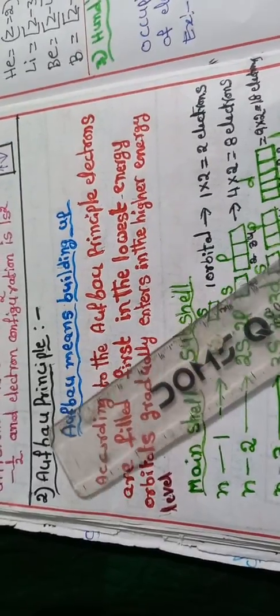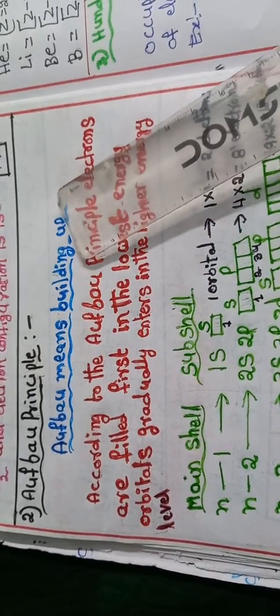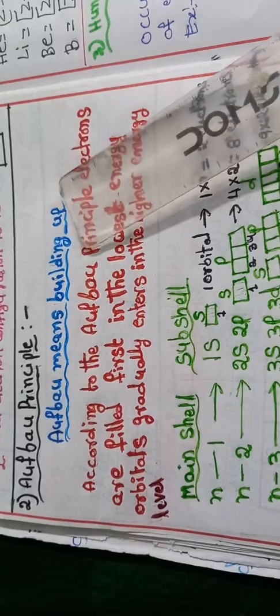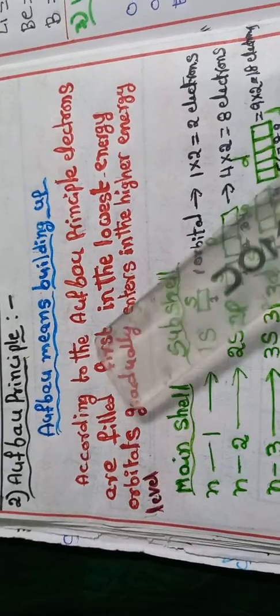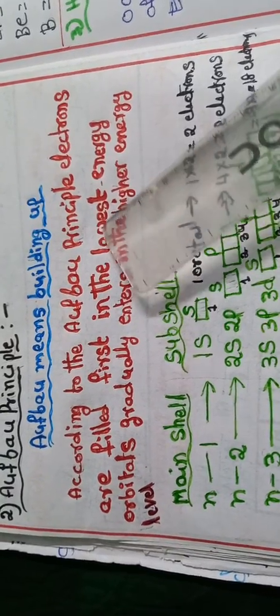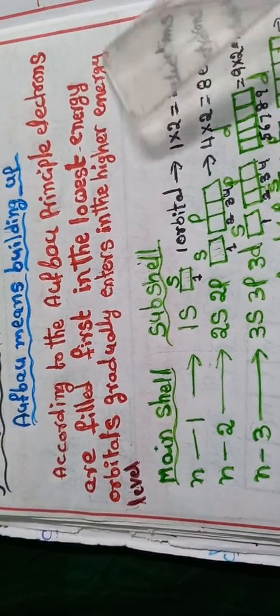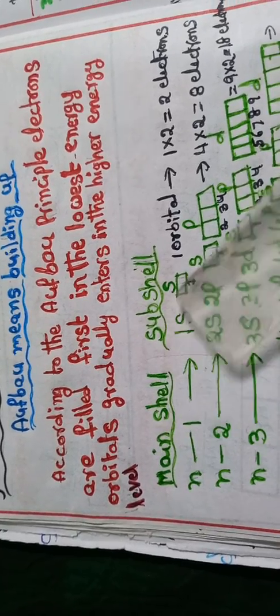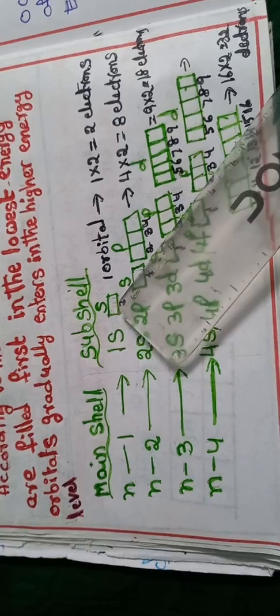Second one, the Aufbau principle. Aufbau means building up. So what is building up here? Electrons building up in the atoms. According to the Aufbau principle, electrons are filled first in the lowest energy orbitals and gradually enter the higher energy levels. So lowest energy orbitals are there and higher energy orbitals are there. In the atom we find main shells, subshells, orbitals, electrons.